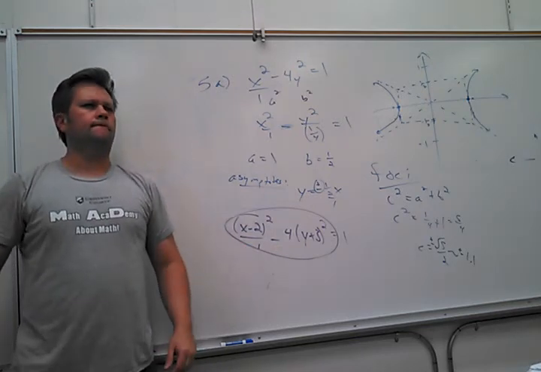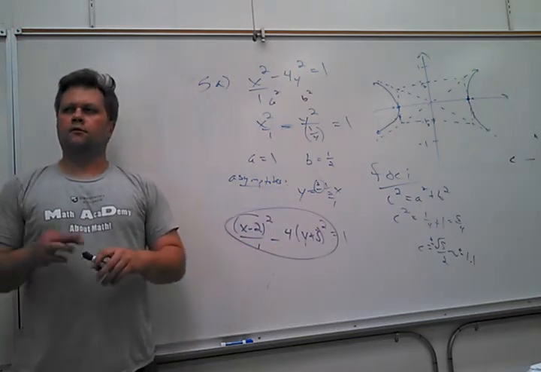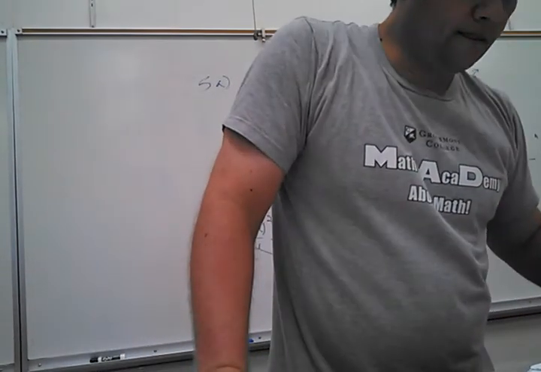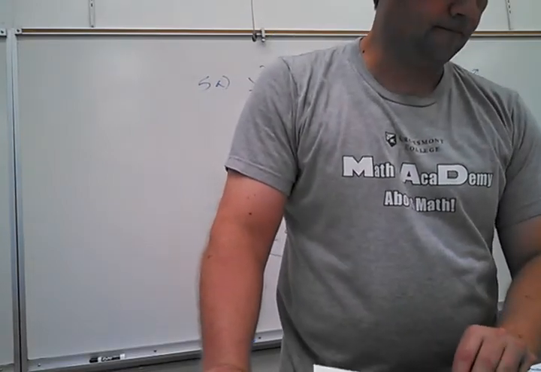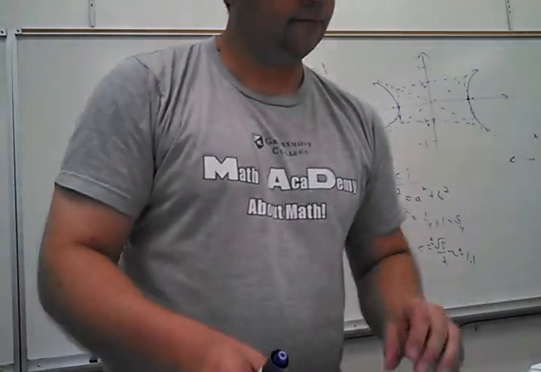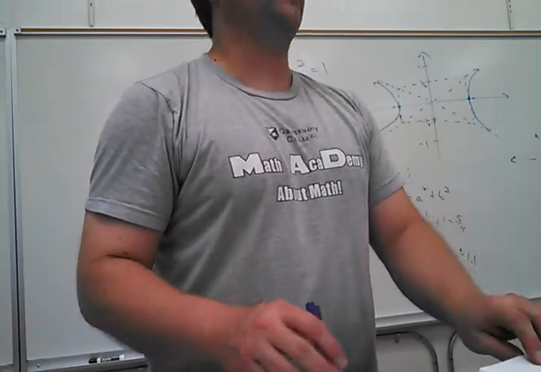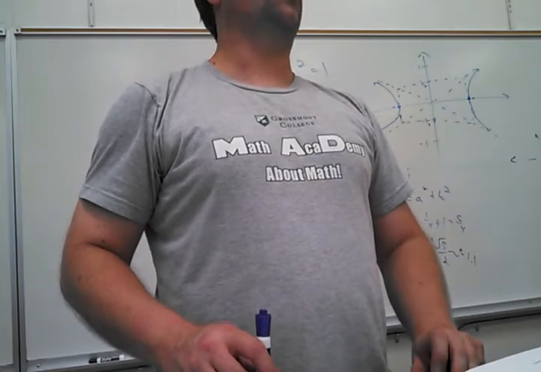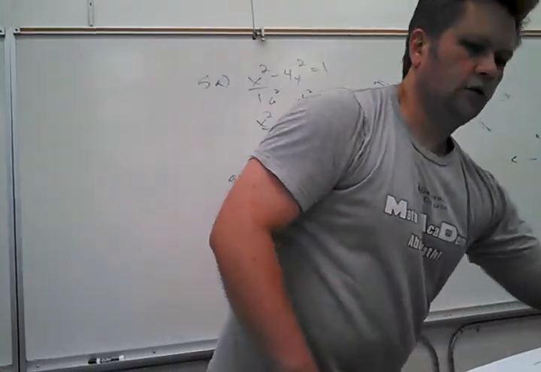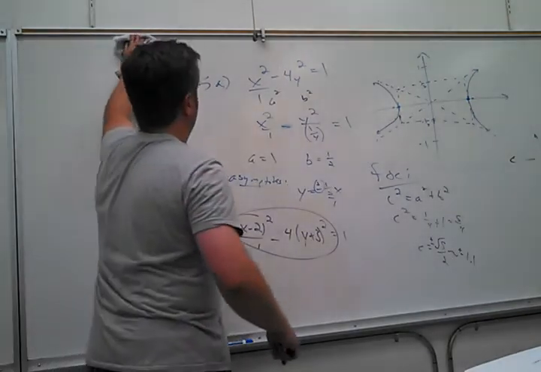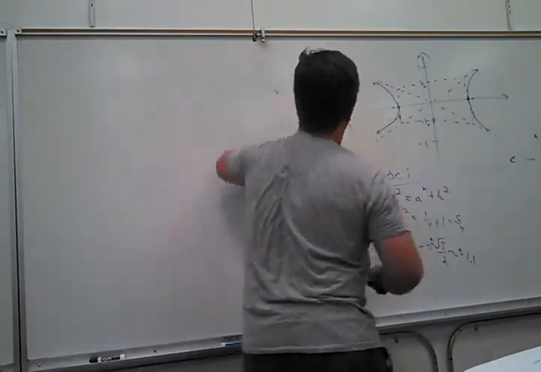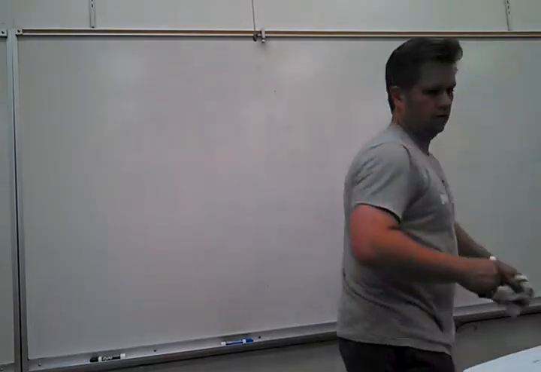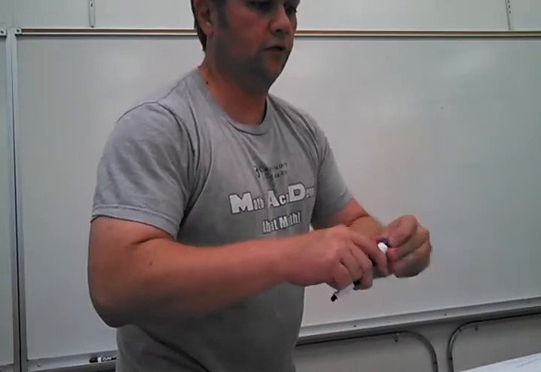Can you tell what kind of shape 5b will be? That'll be y squared plus x squared. That's an ellipse. Yeah, exactly. Except there's something weird going on there. Yeah, definitely.